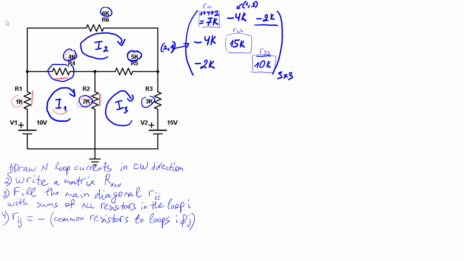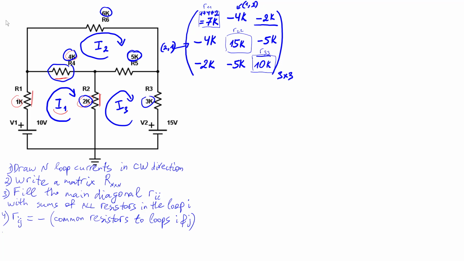And the last one is between loop 2 and 3. So it's second row, third column. And we get the only one is R5, which is 5 kilo ohm. So it's minus 5k. And here also minus 5k. So we completed that matrix that we wanted.